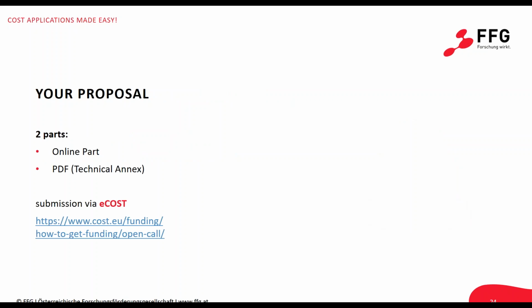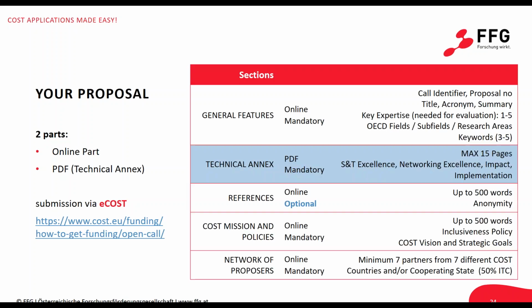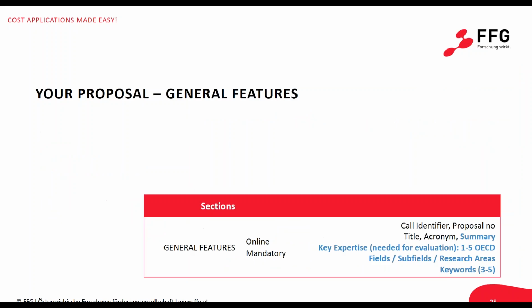Now, having a look at your proposal. The proposal consists of two parts. There is an online part and the classical technical annex, which has to be uploaded as a PDF, and that happens via the eCOST tool. These are all the sections that your proposal consists of. The one marked in light blue here is your technical annex, the PDF, and all the rest is online. And I will now go through every section with you, what is important to consider here, at each and every section of your proposal.